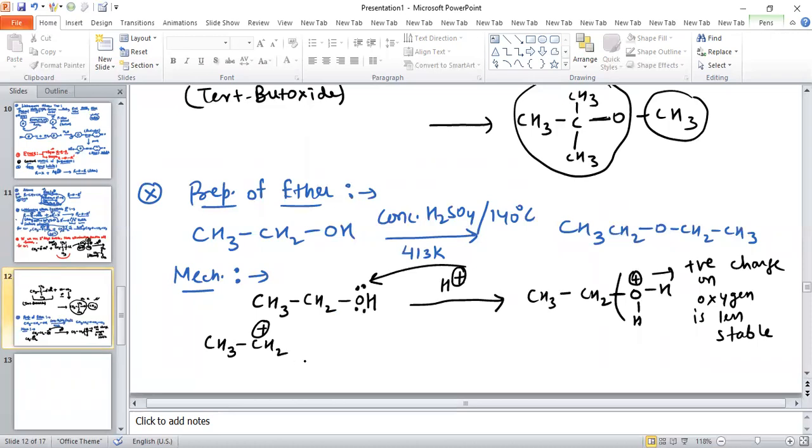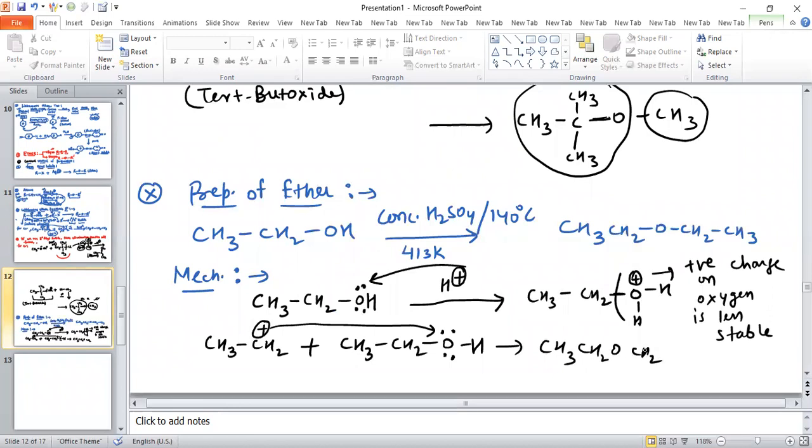If you can see, this carbocation now attacks another molecule of ethanol, because there is a lone pair on oxygen. So this carbocation will attack another molecule of ethanol. This is again very easy. When this attack takes place, H plus will be removed because of the positive charge on oxygen, and ether is obtained as a product. So this is basically the mechanism of this reaction.